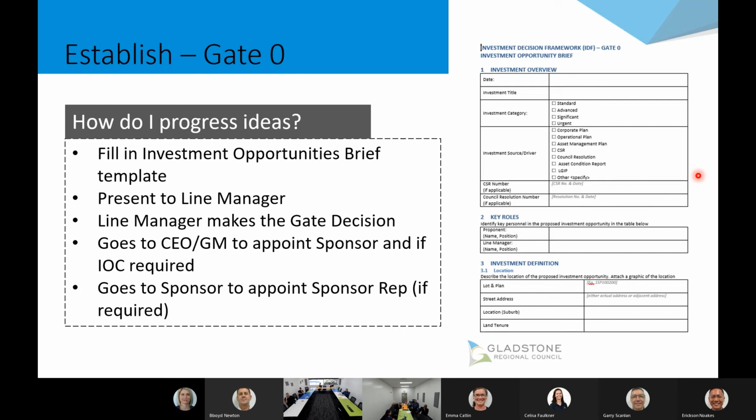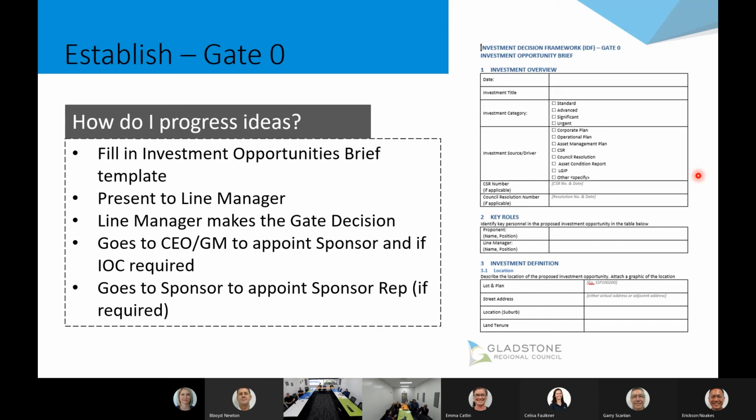It then also goes to that sponsor, and they then have the opportunity to appoint a sponsor's rep. So the sponsor's rep is someone who acts on behalf of the sponsor. They can have all of the same delegations depending on what the sponsor specifies, with the big exception being they can't make the gate decision itself. So they've got everything else: throughout phases they can review, act and direct within the phase, but as soon as it comes to that gate decision, it escalates back up to the sponsor.